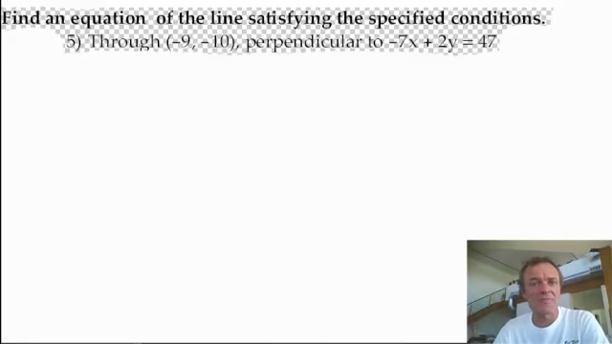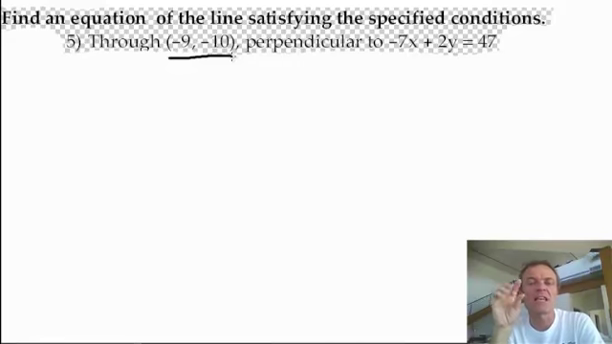Right, here we go again. Another: find the equation of the line. Now remember, third time, you need a point and a slope. Well, great, I have a point right here. It is (-9, -10). Great, there's the point. Where's the slope? You got it.